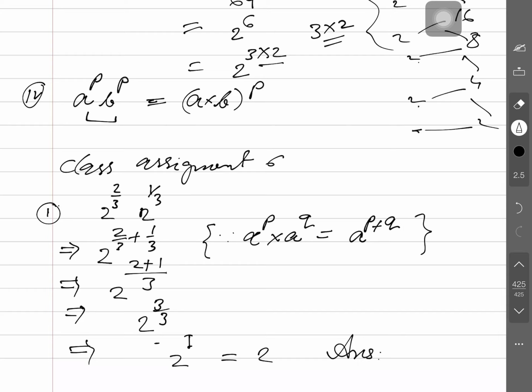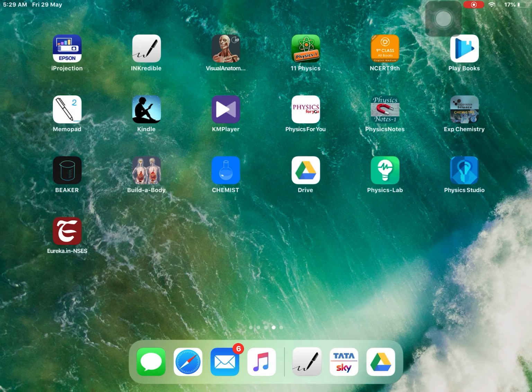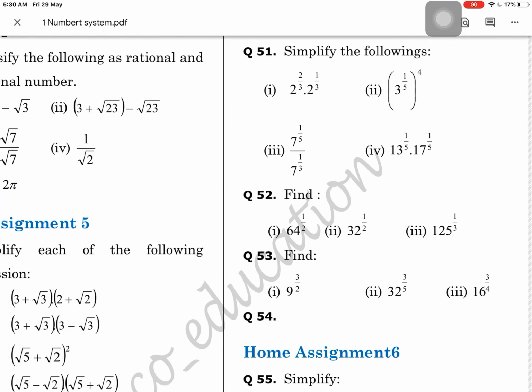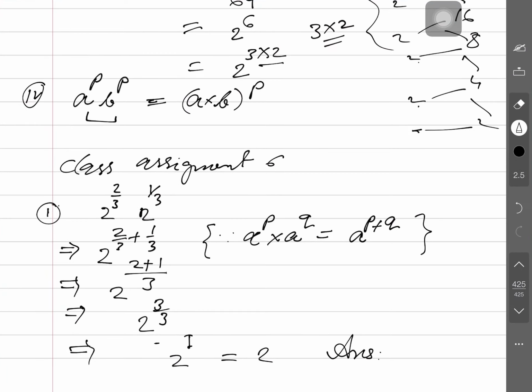So I think you have all seen how the concept of the law of exponent is to be used here. Similarly, another question is there: 3 raised to the power 1 by 5, whole to the power 4. Here the power is to be taken as a composition, meaning power of a power. 3 to the power 1 by 5 whole to the power 4.